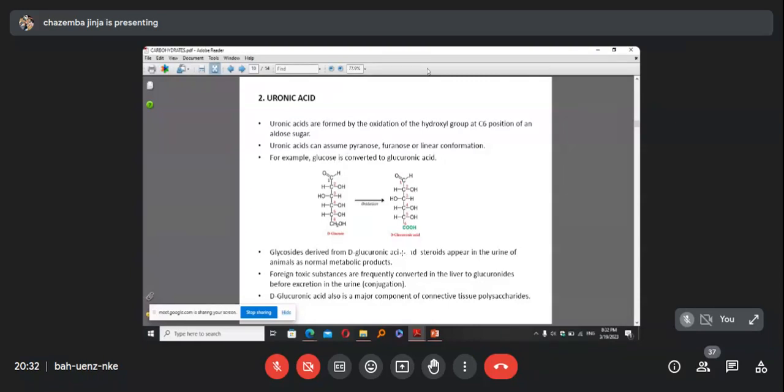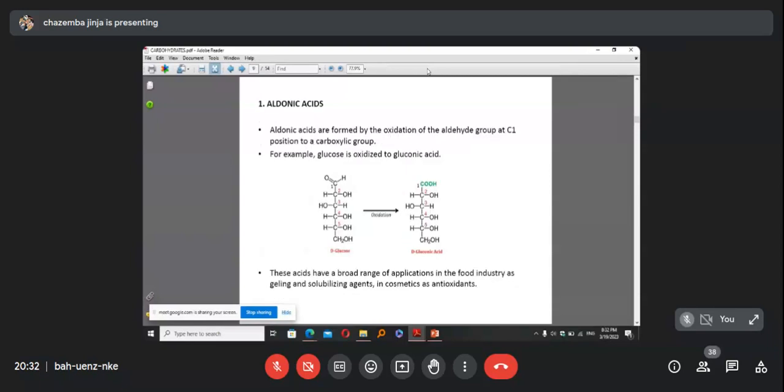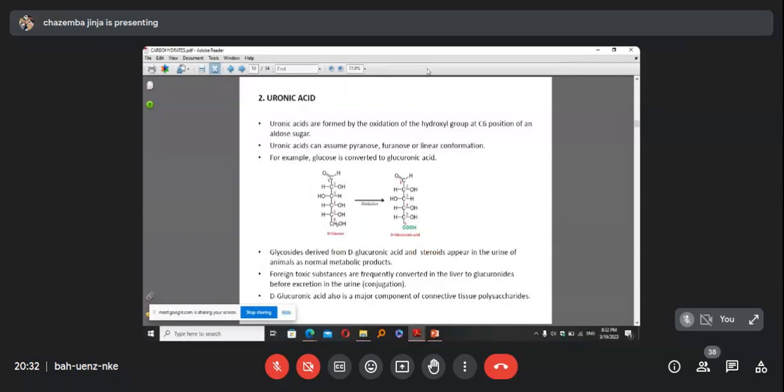So the example given of a uronic acid is when D-glucose is oxidized, by the oxidation of the hydroxyl group, to form D-glucuronic acid. So remember, on the first one we have gluconic acid, then on the second one we have glucuronic acid. So this is the second derivative of sugars. These normally are steroids, and they appear in urine of animals as normal metabolic products. D-glucuronic acid is also a major component of connective tissue polysaccharides. So we have looked at 2 derivatives of sugars.